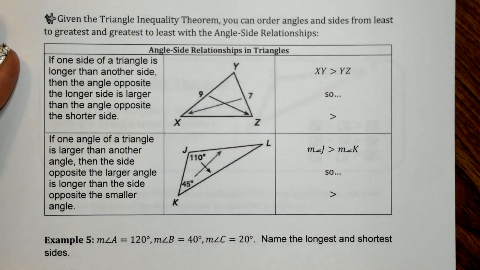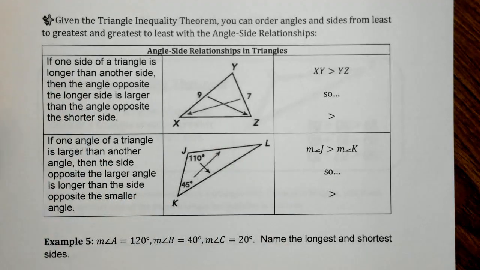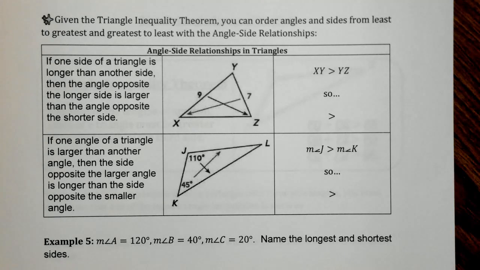The other thing with your triangle inequalities, dealing with your sides, we're going to start talking about the comparison with sides and angles. Given the triangle inequality theorem, you can order your angles and sides from least to greatest or greatest to least with what we call the angle-side relationships. One of them states that if one side of a triangle is longer than another side, then the angle opposite the longer side is larger. So the way I say this is the smallest is across from the smallest, the largest is across from the largest. We need to remember that across from every side of a triangle is an angle. Across from every angle is a side.